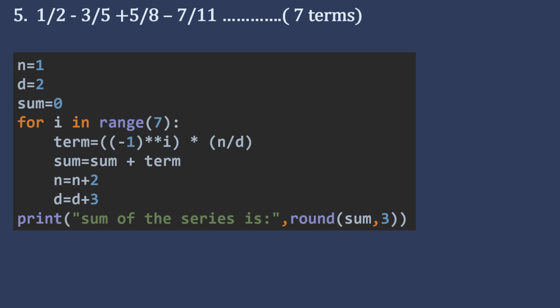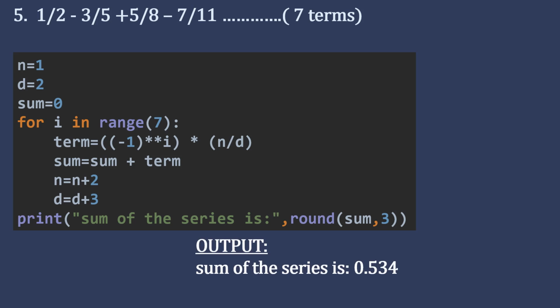Now you can see the sum of the series is round sum. That means you have to round the output. So once you run this, you will get output like this. Sum of the series is 0.534 as we have rounded up to 3 digits after the decimal point. So it is giving you the output accordingly.